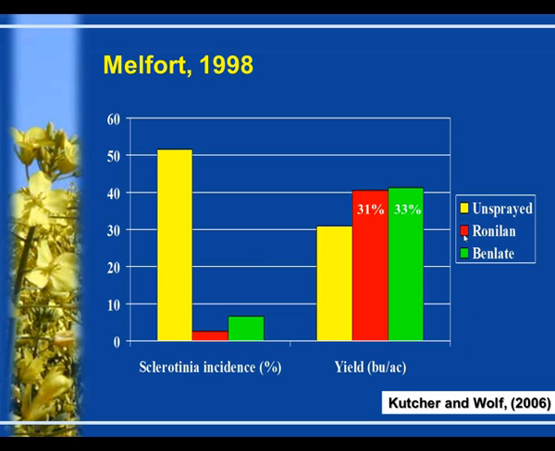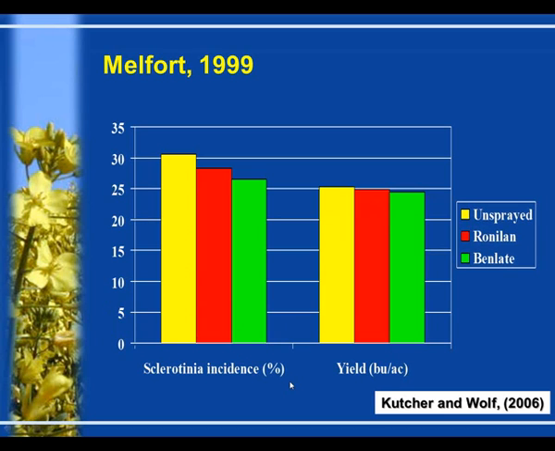We can talk a bit about fungicide application. This is some older data from Randy Kuchar and Tom Wolf. Here's Sclerotinia incidence. Here's the unsprayed running around 50% infection. Ronalan, which is no longer registered, I think, around about probably 3% infection. Phenolate was probably around 7%. And you can see the yield benefit here. So we've got about a 30 to 33% yield increase by putting on a fungicide.